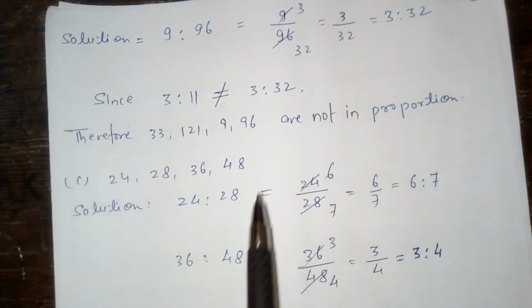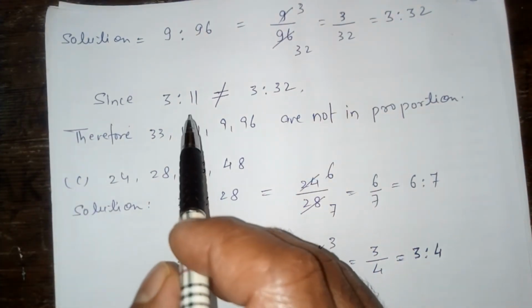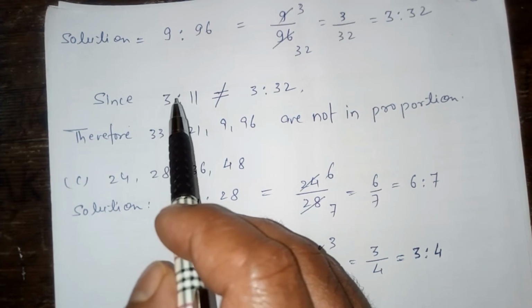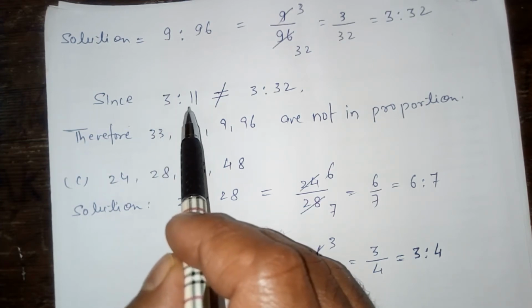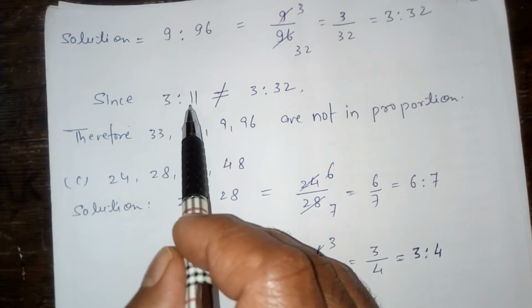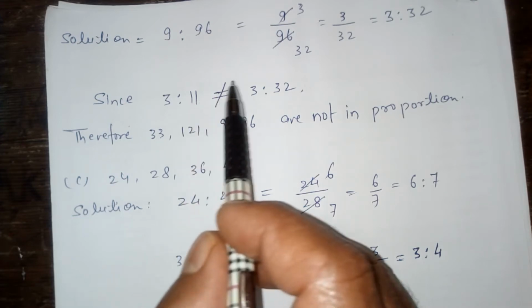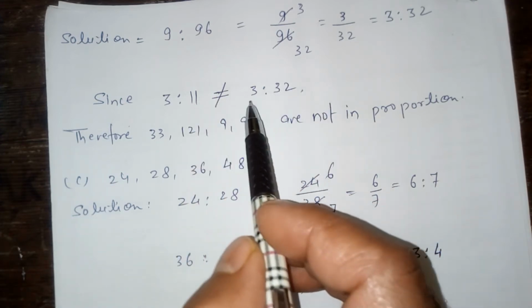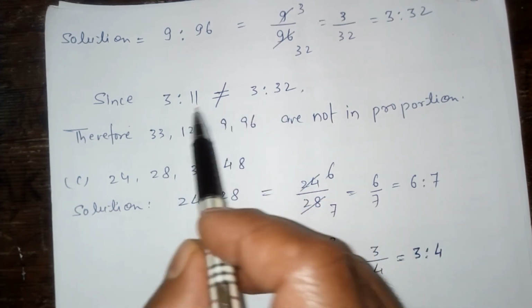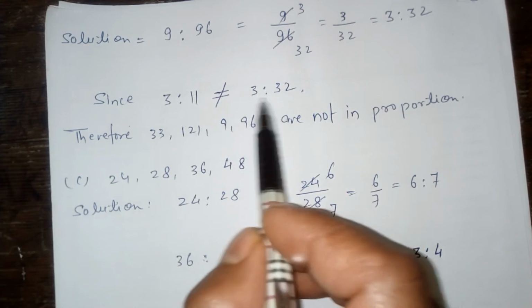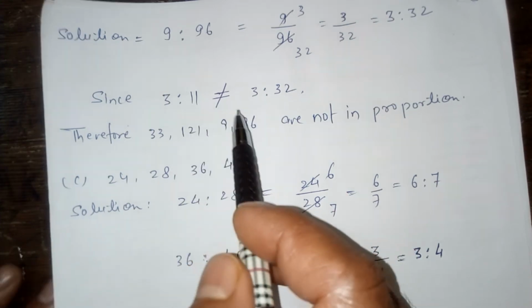So my dear students, as you are looking in this question, the ratio of the first and second numbers is 3:11, and the ratio of the third and fourth numbers is 3:32. These two ratios are not equal.